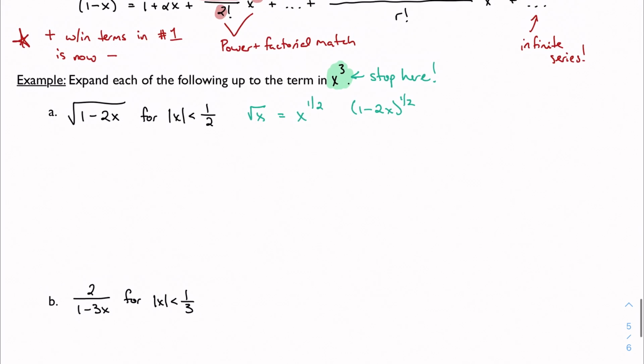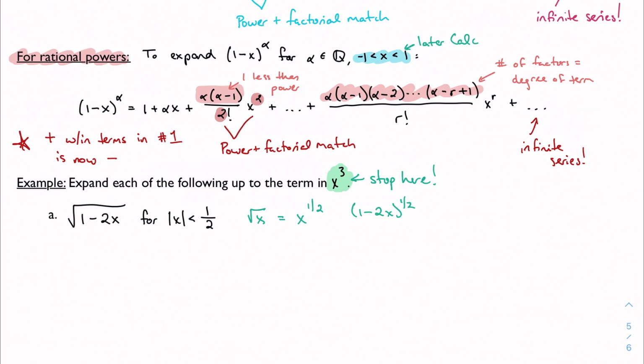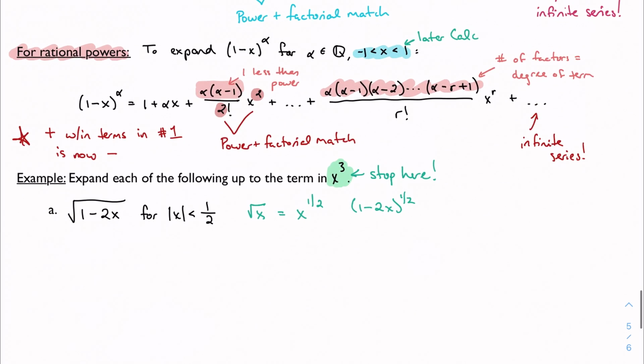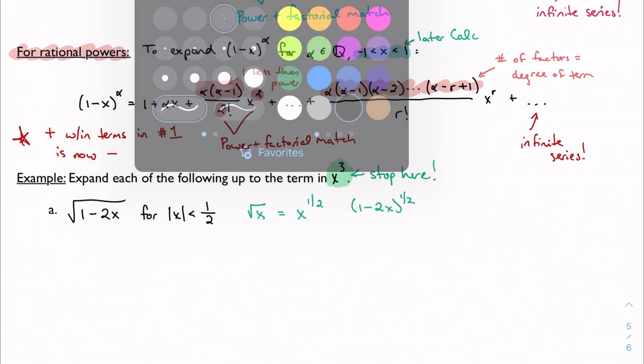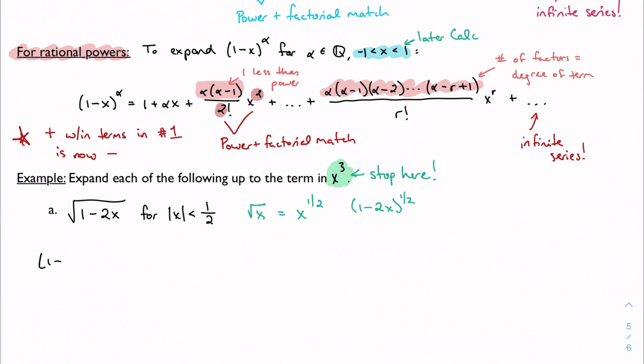So this is a rational power, so I'm going to use my second formula here. And actually I'll leave both on the screen just like that. So 1 minus 2x to the 1/2, and I want to go up to x cubed. So still starts with 1. And then alpha x. So alpha, if you noticed up here, was my power. So my power is 1/2. 1/2 x plus 1/2 times 1/2 minus 1, which is negative 1/2, over 2 factorial times x squared.